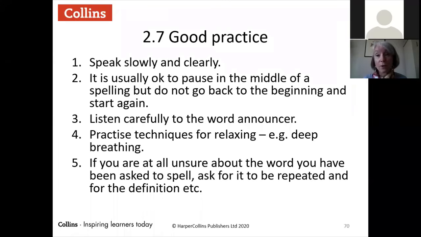Happy. That's not okay, because you've repeated the letters and you've therefore spelled the word incorrectly. Be really careful with that. Listen carefully to the word announcer.